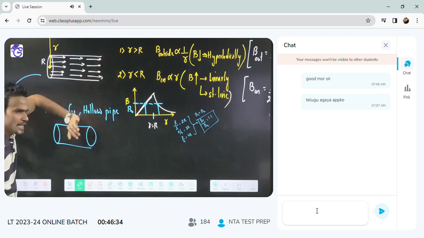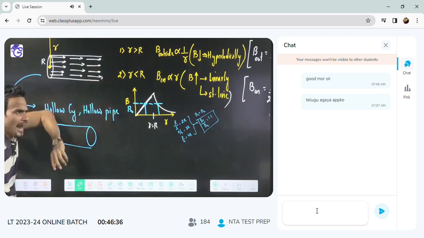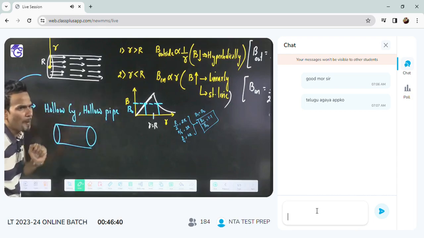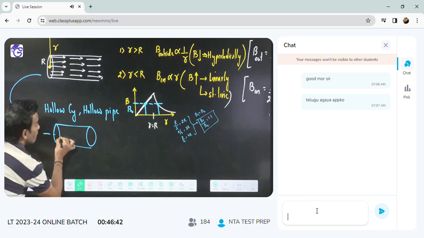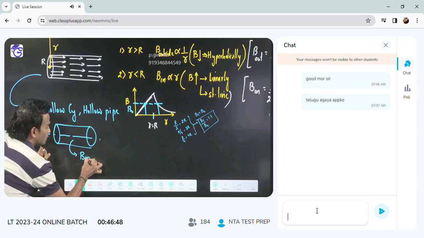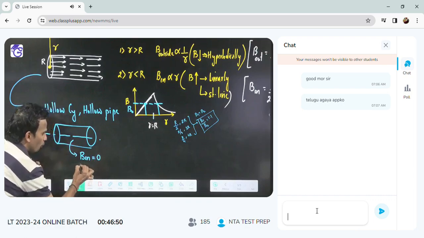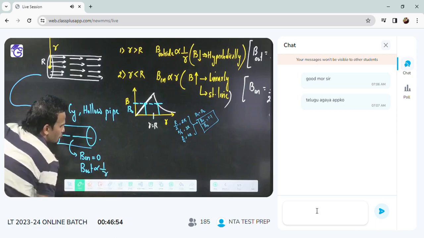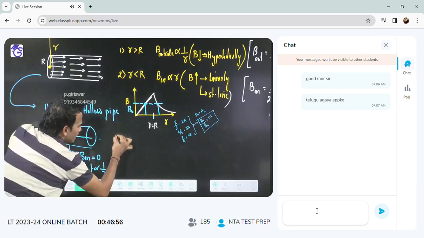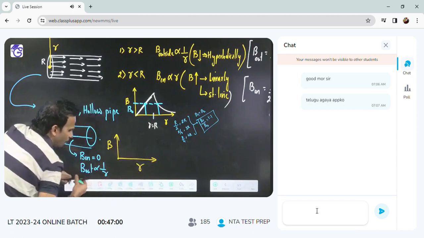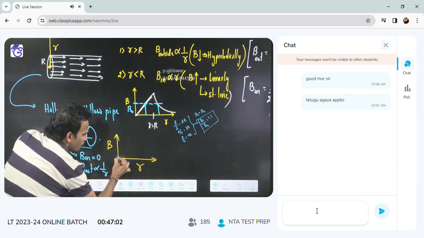But if someone says, by chance, sir, I have a hollow cylindrical wire, with the word hollow there, or a hollow pipe, then you know that now inside the magnetic field will be 0, same as your hollow sphere. Inside magnetic field 0. Outside, same relation, inversely proportional to R. So here also, if you draw the graph, it will be the same as your hollow sphere graph.